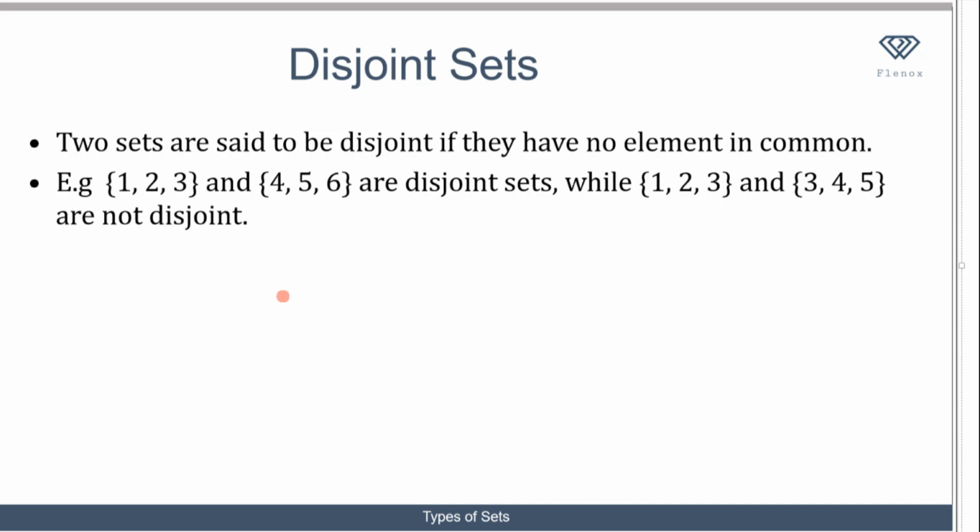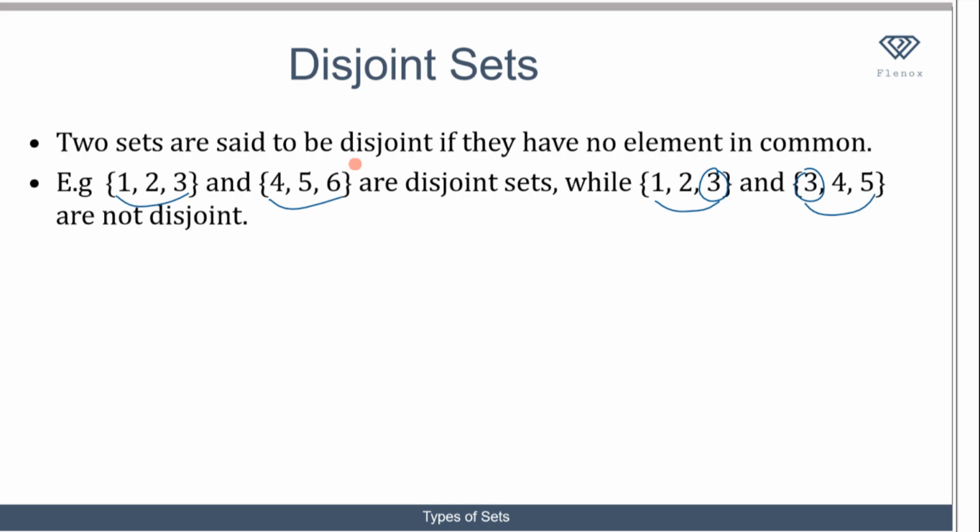So finally, we'll be talking about disjoint sets. Two sets are said to be disjoint if they have no element in common. For example, if we consider these two sets {1, 2, 3} and {4, 5, 6}, we can see that the elements in them are distinct, so we say they are disjoint sets. However, on the other hand, if we look at this example where you have {1, 2, 3} and {3, 4, 5}, we can see that there is one element common to both of them, which is this 3. This 3 is common to both of them, so this is not a disjoint set.